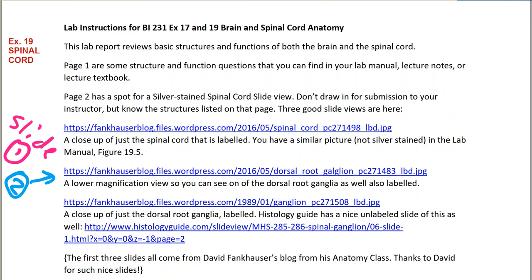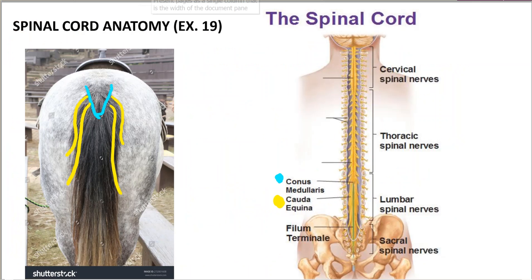And then there's another closer view of the dorsal root ganglia, so that's right here. And then there's also a picture from Histology Guide, which is the one that I included in the nervous tissue chapter. So spinal cord is first, then we're going to see a dorsal root ganglia, and then we're going to see a couple other views of dorsal root ganglia. So let's start at the spinal cord.